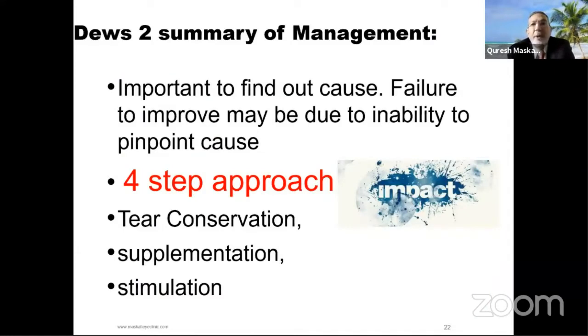So the summary of management: it's important to find out the cause. A 4-step approach is what is recommended by DEWS 2. Here, conservation, supplementation, and stimulation. In fact, the stimulation part will come in a big way in the next couple of years, I feel.